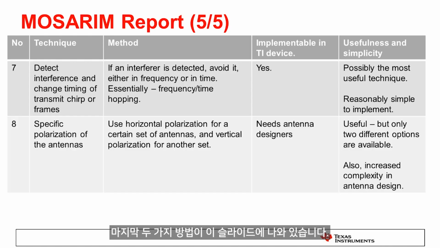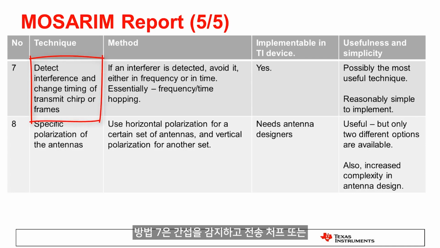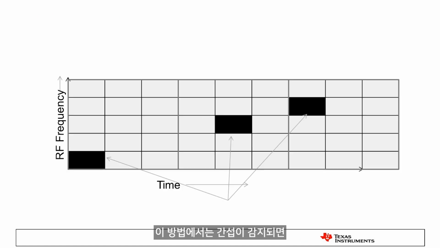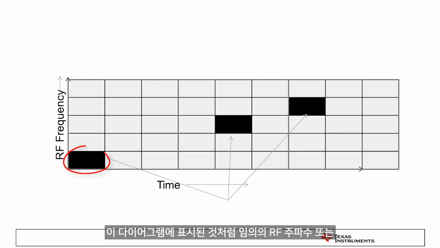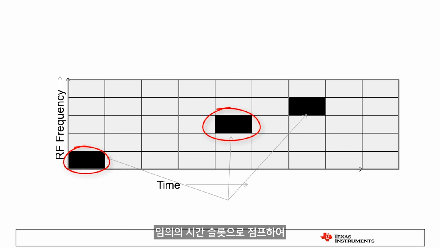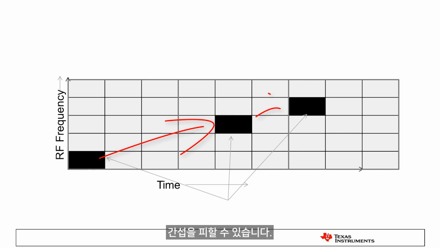The final two methods are given in this slide. Method 7 involves detecting interference and changing the timing of transmit chirps and off frames. In this method, if an interferer is detected, we avoid it by jumping to a random RF frequency or a random time slot, as shown in this diagram.